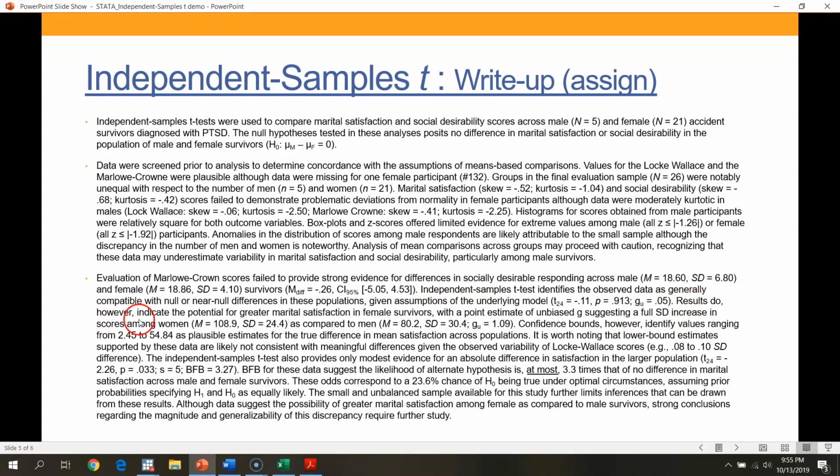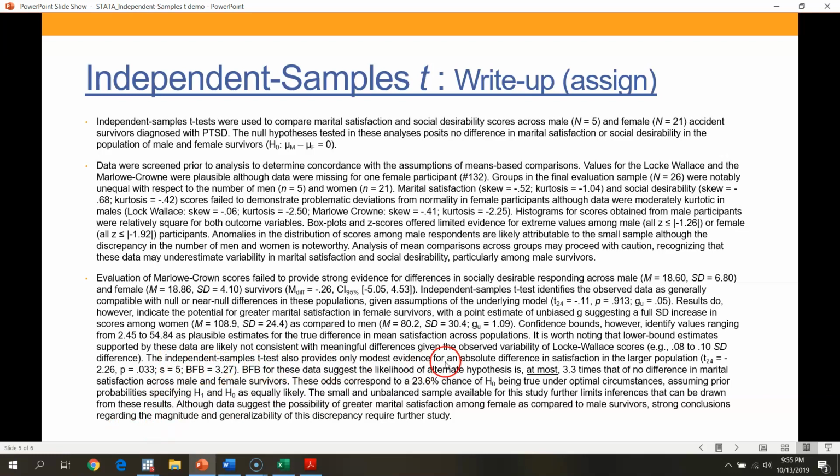Results do, however, indicate potential for greater marital satisfaction in female survivors, with a point estimate of unbiased G suggesting a full standard deviation increase in scores among women as compared to men. Right, so here's our Hedges' g. Confidence bounds, however, identify values ranging from 2.45 to 54.84 as plausible estimates for the true difference. Also worth noting that lower bound estimates supported by these data are likely not consistent with meaningful differences, given the observed variability in Locke-Wallace scores. So again, variability is quite large. A 2-point difference isn't going to be all that much.